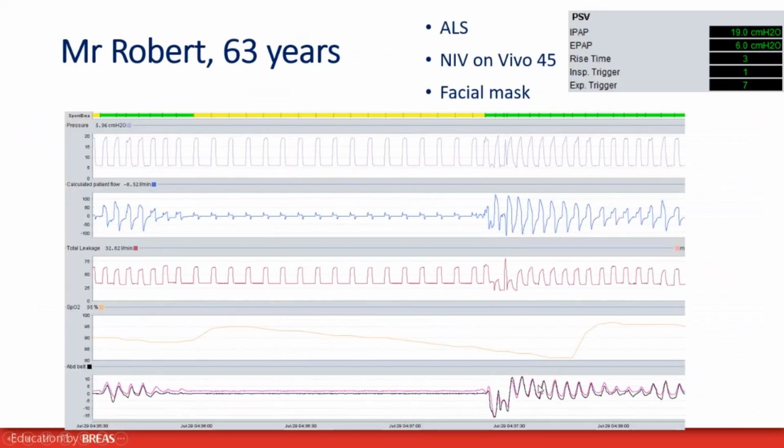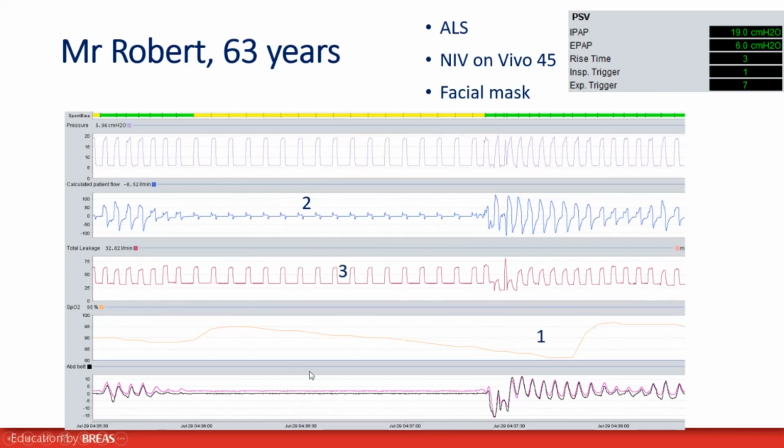And sometimes we have this kind of patient, Mr. Robert, 63 years old, treated for an ALS, also 6 of EPAP, 19 of IPAP. We see a very nice decrease in the SpO2. Then we look for the event. We see that there is again a decrease in the flow. So it's an obstruction. Let's look at the leaks. There are no leaks, so it's an upper airway obstruction.